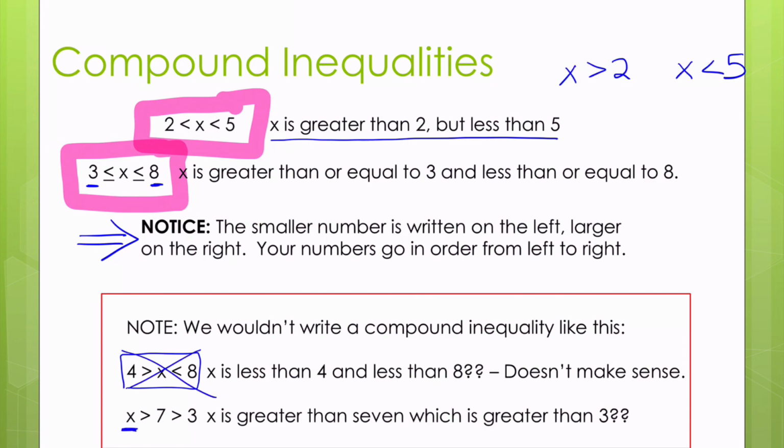Next, you'll see that in this one, I've got my x all the way over on the right. So I'm saying x is greater than 7, which is greater than 3. We wouldn't say that either. If I wanted to say that it was greater than 3, that would include 7. So I wouldn't need to write a compound inequality in that case as well. So some things to look out for there.